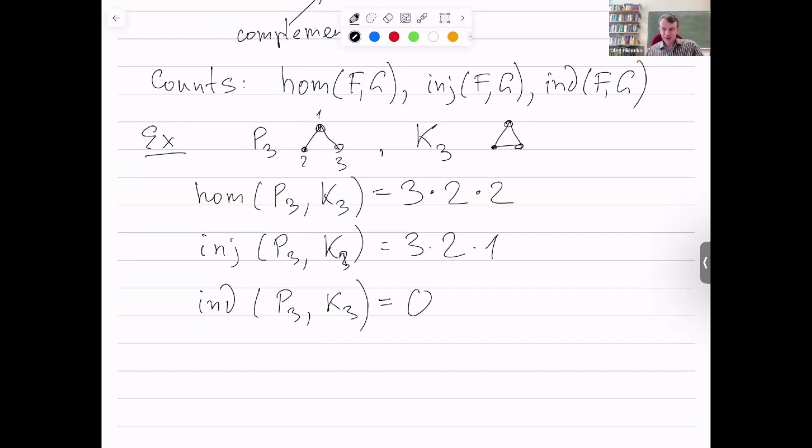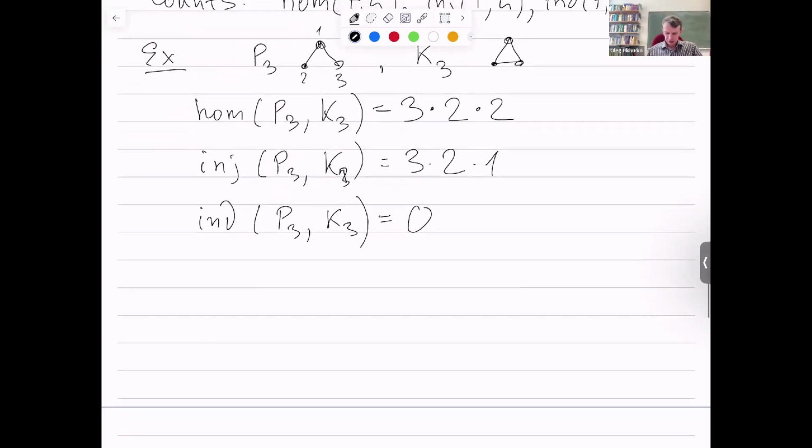Okay, so I defined many densities. In some sense, they are equivalent to each other. So if in some unknown graph G I know, say, induced densities, I can compute the others and vice versa. So let me quickly write these formulas. For example, how can I compute injective homomorphisms if I know induced homomorphisms?